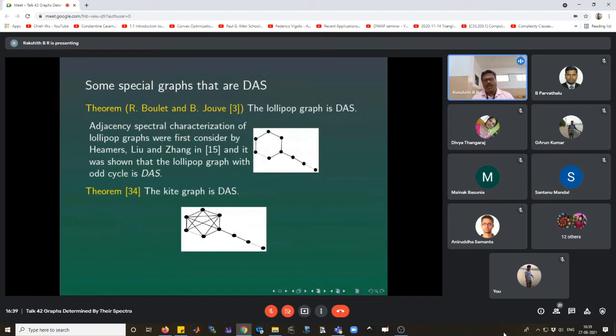So in literature, note that the answer to the question which graphs are determined by the spectrum, whether it might be adjacency spectrum, Laplacian, or signless Laplacian. The general answer to this question is, I think, it's not possible.